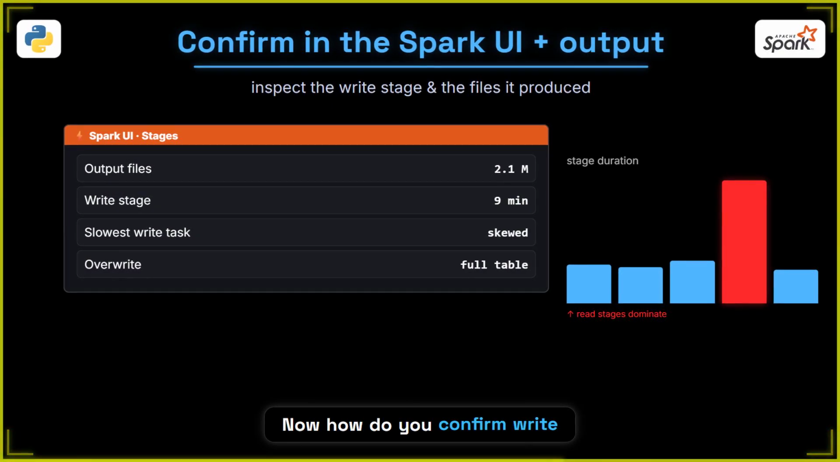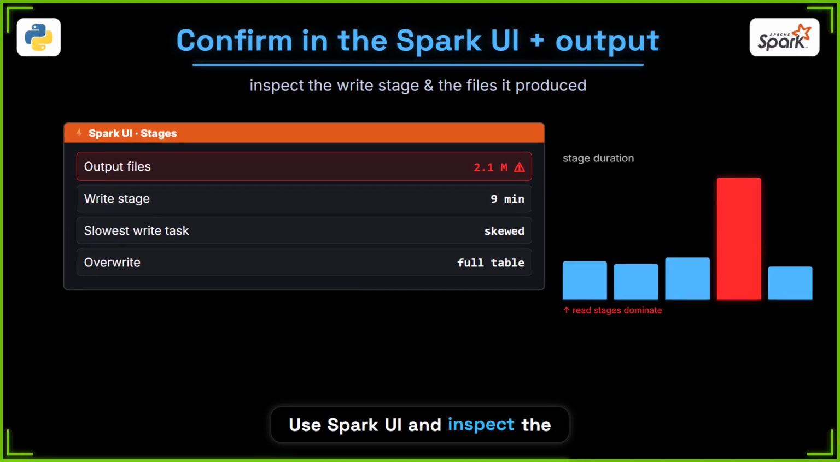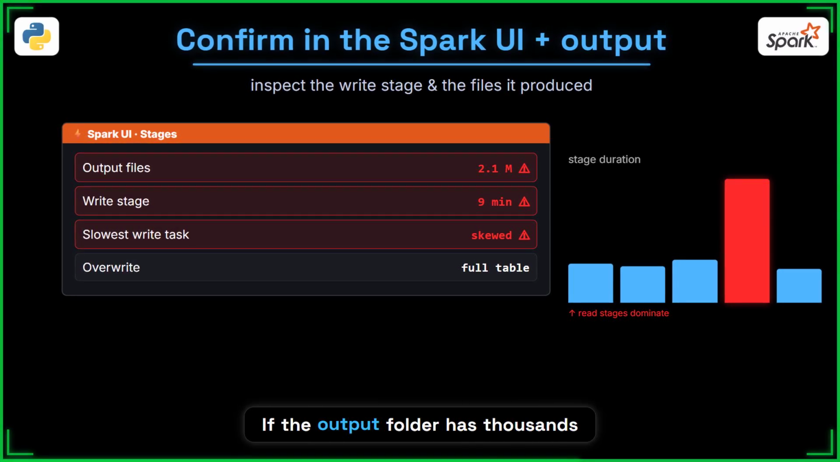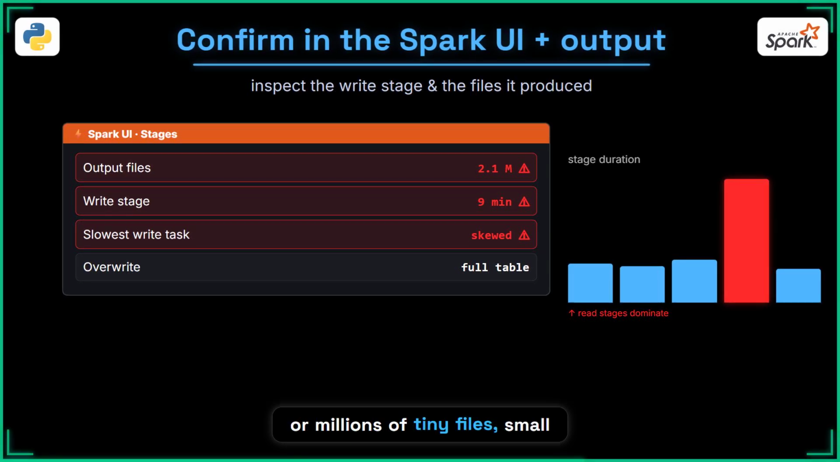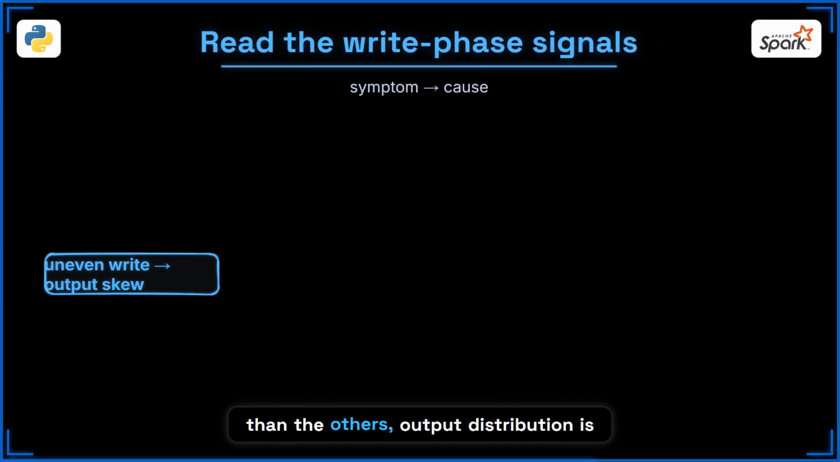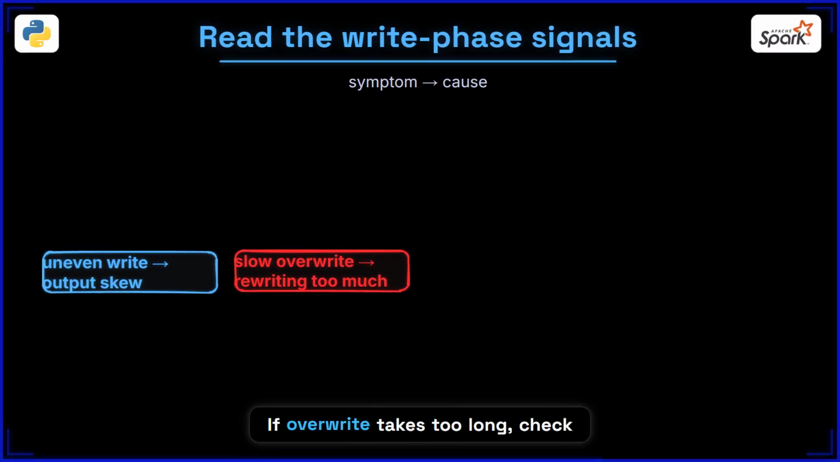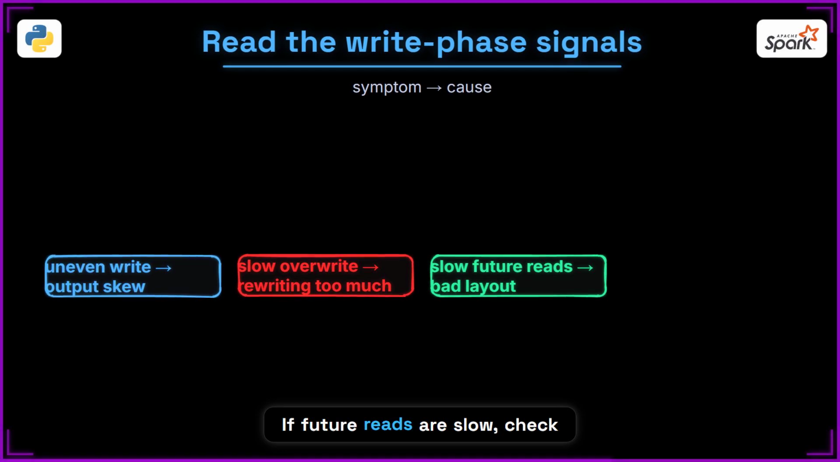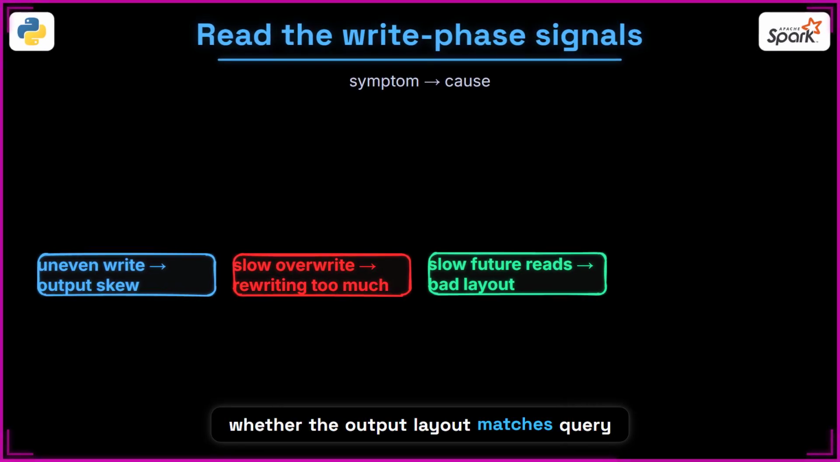Now, how do you confirm write problems? Use Spark UI and inspect the output. If the job slows near the final stage, inspect the write phase. If the output folder has thousands or millions of tiny files, small files may be hurting you. If one task writes much longer than the others, output distribution is uneven. If overwrite takes too long, check whether the job is rewriting too much data. If the future reads are slow, check whether the output layout matches query patterns.